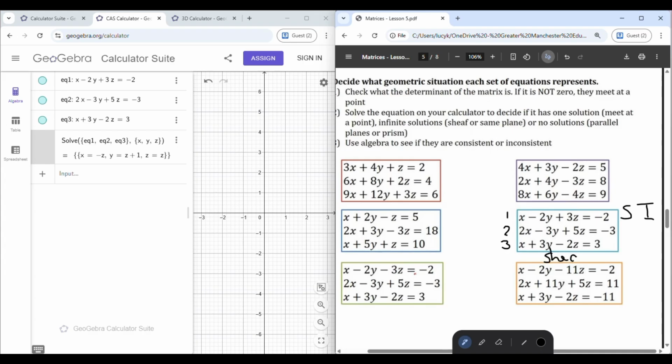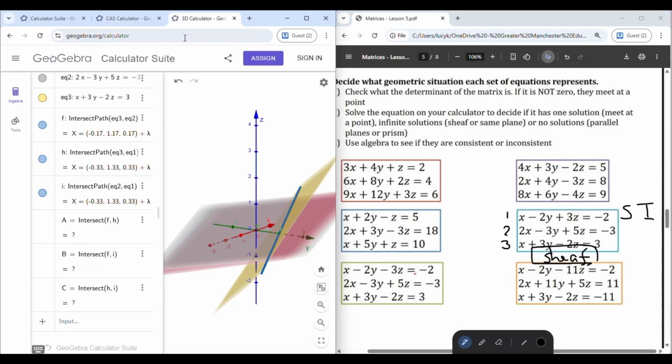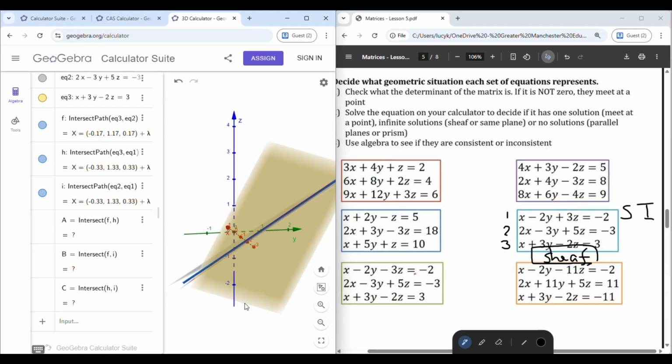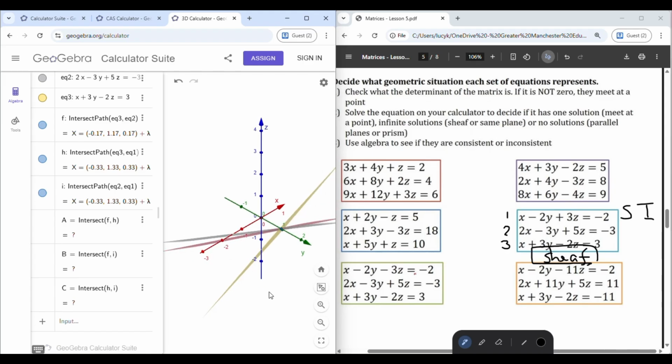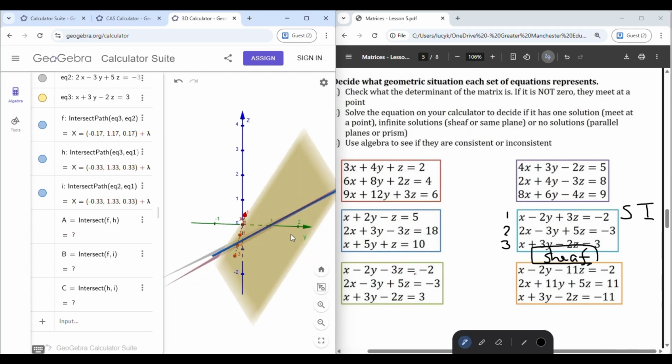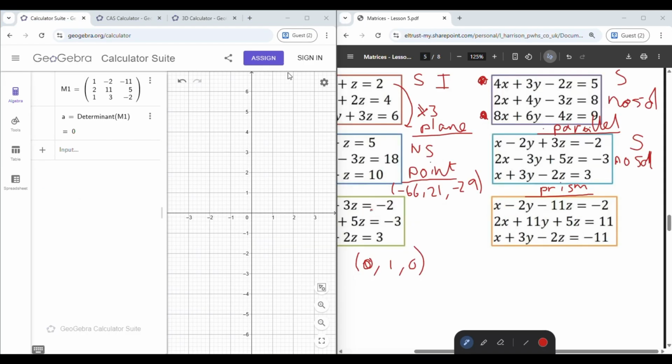When I did the last one, I think I said it was a prism. It didn't look like a prism on GeoGebra, so I should have checked that. But it is going to be a sheaf, so apologies. When you go back and it says it's not a sheaf, it is going to be a sheaf. And if we have a look on GeoGebra, these are the planes here, and you can see they all meet on this line here. So there's our sheaf there.